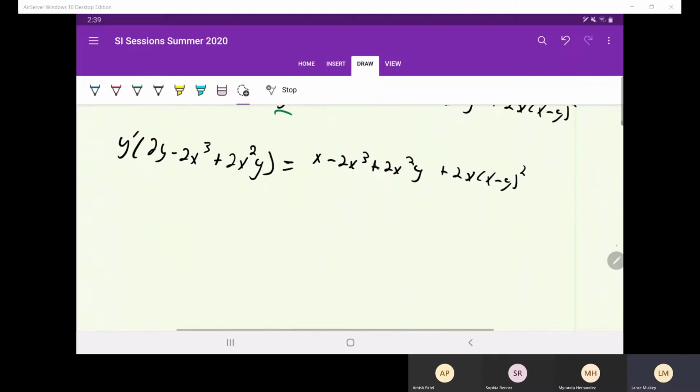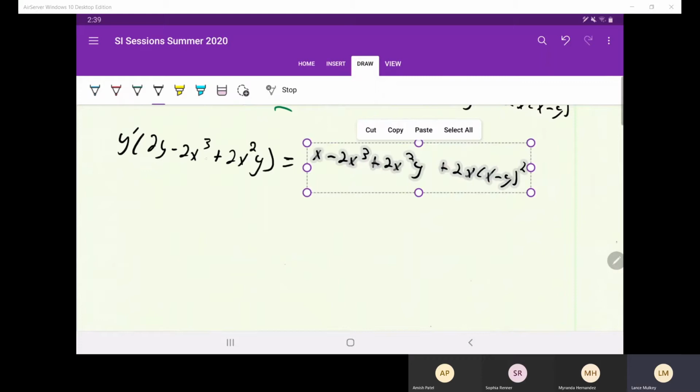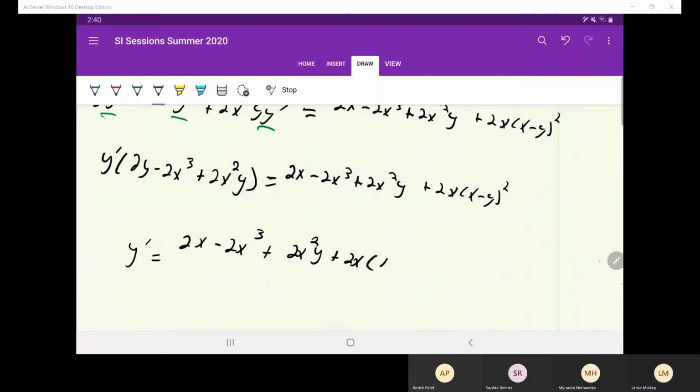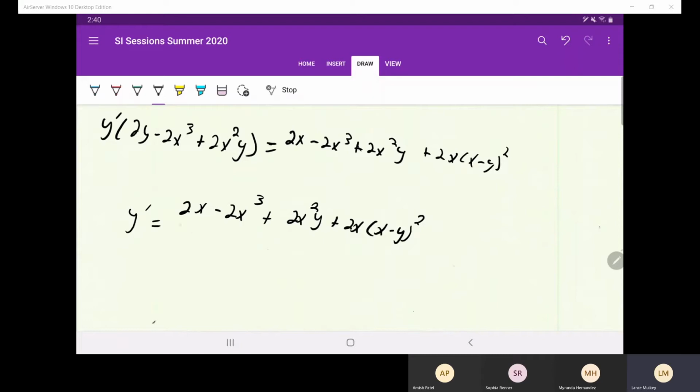And so now you can divide both sides by this term right here, and you get 2x. You can leave it like this. You don't have to simplify unless they specifically ask for it. And that's your answer.